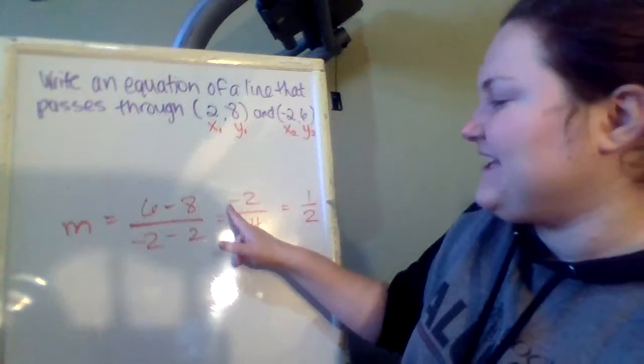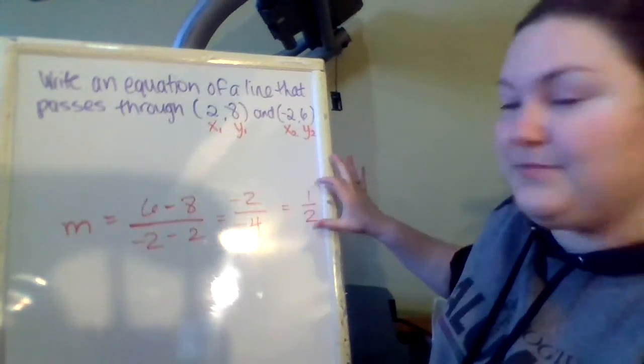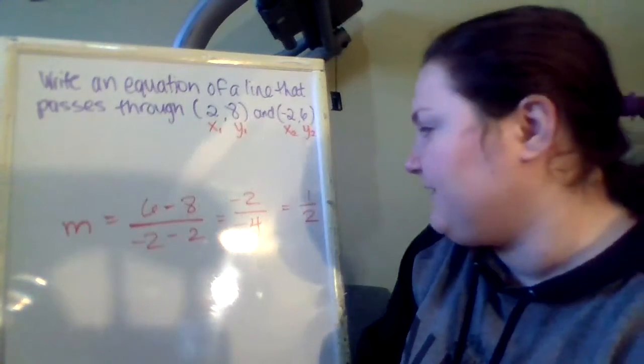And then these negative signs, we know a negative divided by a negative is a positive, so my final answer would be a positive slope. It would be positive 1/2.